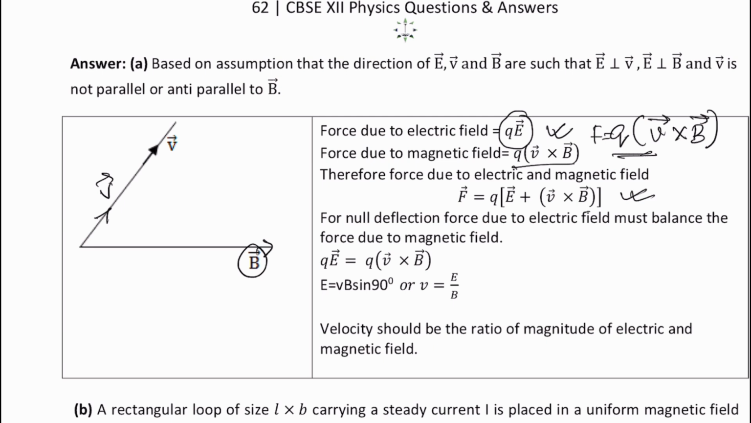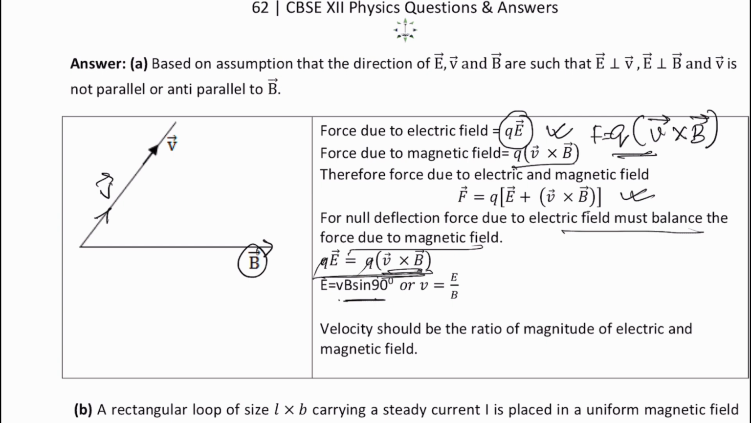Okay, so this is how you deduce the expression for force experienced. This is simple. Now for null deflection, the force due to the electric field must balance the force due to the magnetic field. So this should be there, correct? And this is the velocity and induction vector cross product. It is at 90 degrees, so vB sine 90 degrees. A cross B is AB sine theta. So the angle between the velocity and induction vector is how much? This is 90 degrees. So Q cancels out.